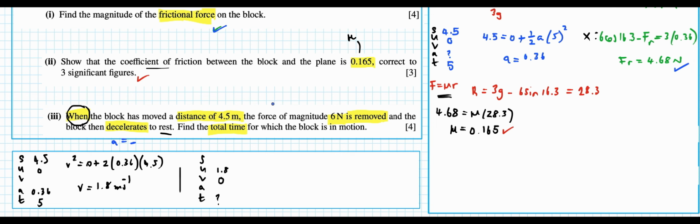Acceleration we're going to have to find. We know that acceleration changes, it decelerates, and time is what we need overall. So our acceleration is what we're going to find here. It should be minus something.